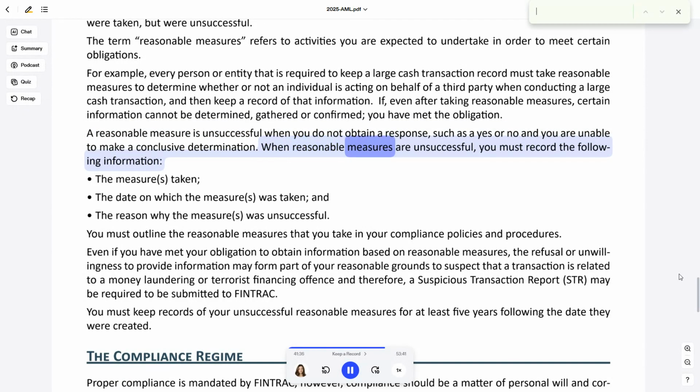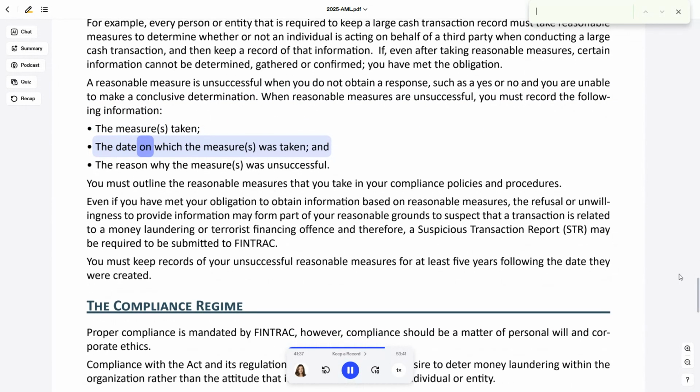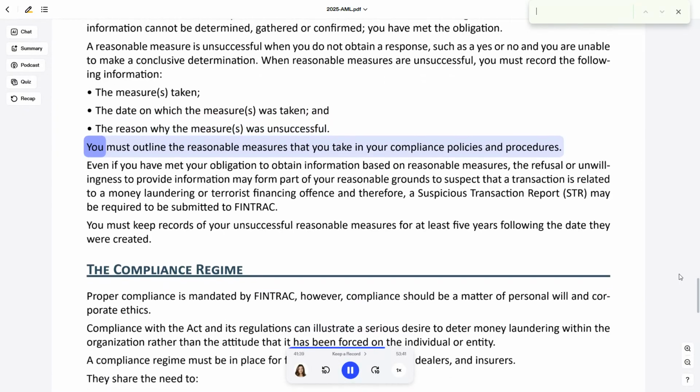When reasonable measures are unsuccessful, you must record the following information: the measures taken, the date on which the measures were taken, and the reason why the measures were unsuccessful. You must outline the reasonable measures that you take in your compliance policies and procedures.